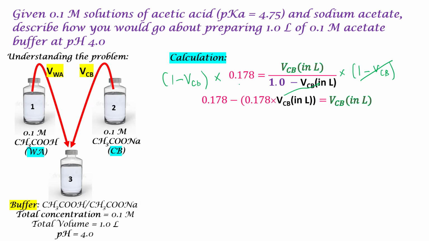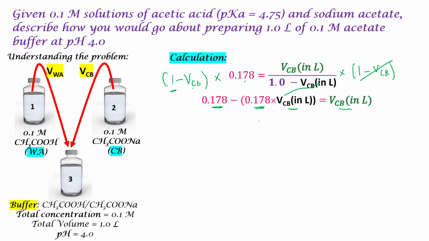All I've done is multiply 1 minus VCB by 0.178. So 0.178 times 1 is going to give you 0.178, and 0.178 times VCB is going to give us 0.178 times VCB, and that is equal to VCB on the right side. Now we have to simplify this equation.